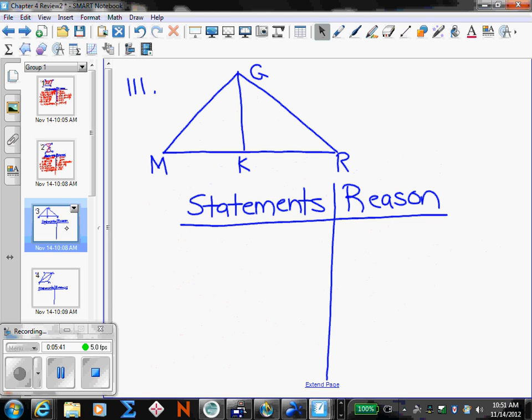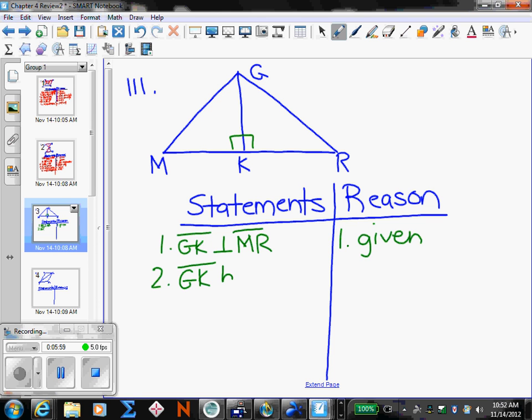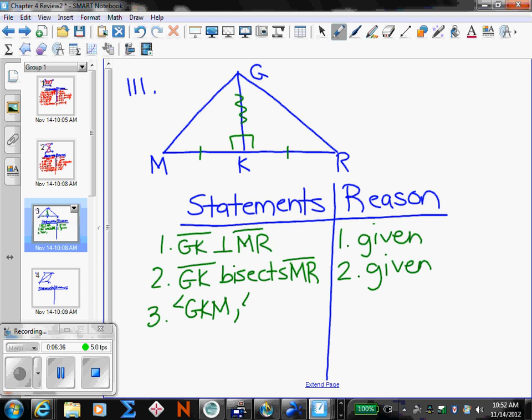The first one, we are given that GK is perpendicular to MR. So I want to write that in my given statement. The second given, GK bisects line segment MR. That is given. So we know that perpendicular lines form 90-degree angles that will be congruent. And if GK is bisecting MR, we're bisecting the segment. So it's going to make those two segments congruent. And then we have a shared side. So my third statement is going to be that angle GKM and angle GKR are right angles. That's my definition of perpendicular lines.